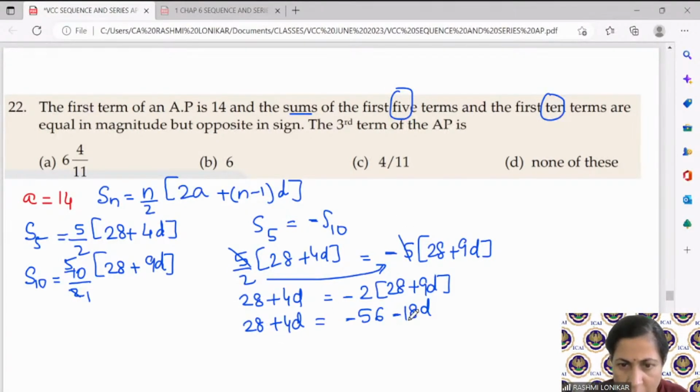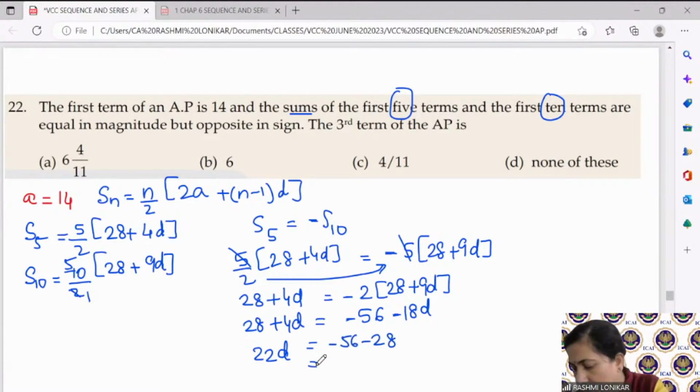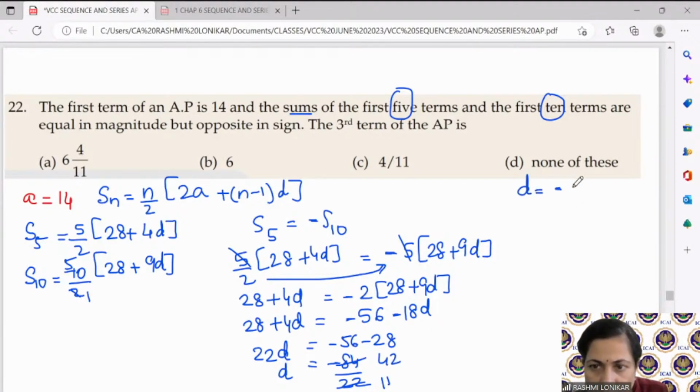Now how much is this? This 18D I take to this side. This is 22D. Minus 18D will become plus 18D. This becomes minus 56 minus 28. 56 plus 28 is 84. So D will be equal to minus 84 upon 22. 2 11s are 22 and 2 42s are 84. So what is the value of D I get? D is minus 42 upon 11.